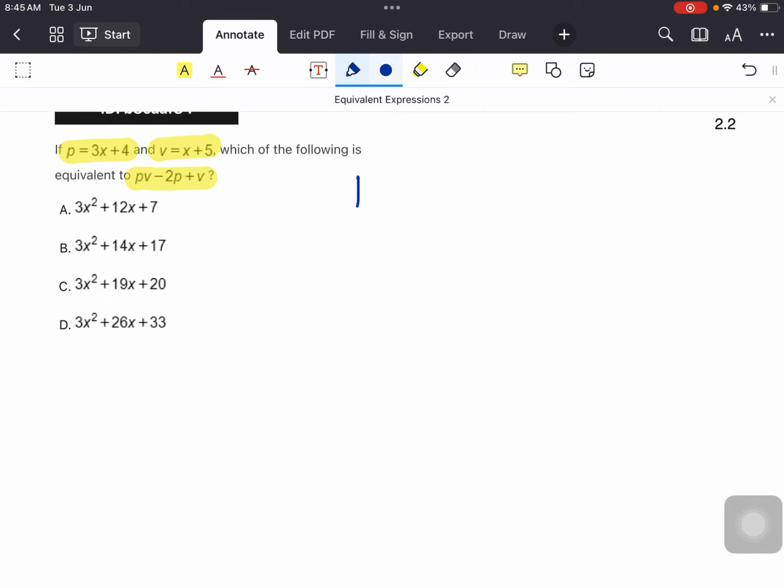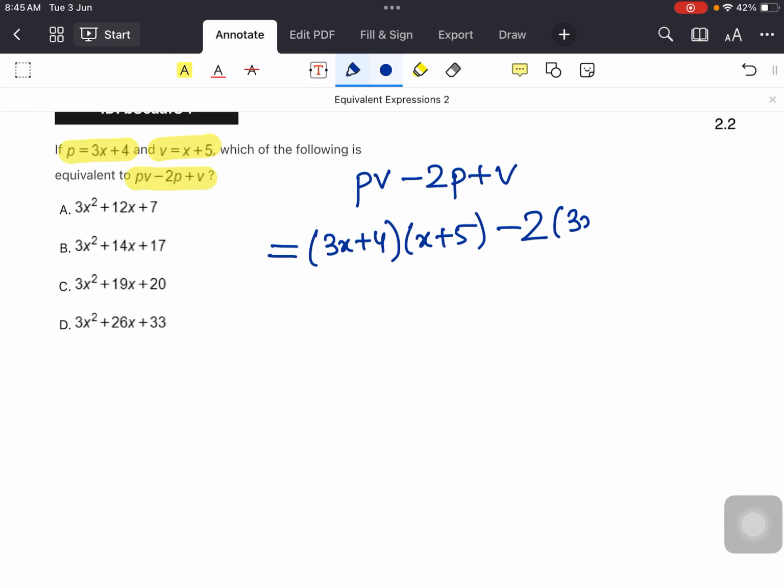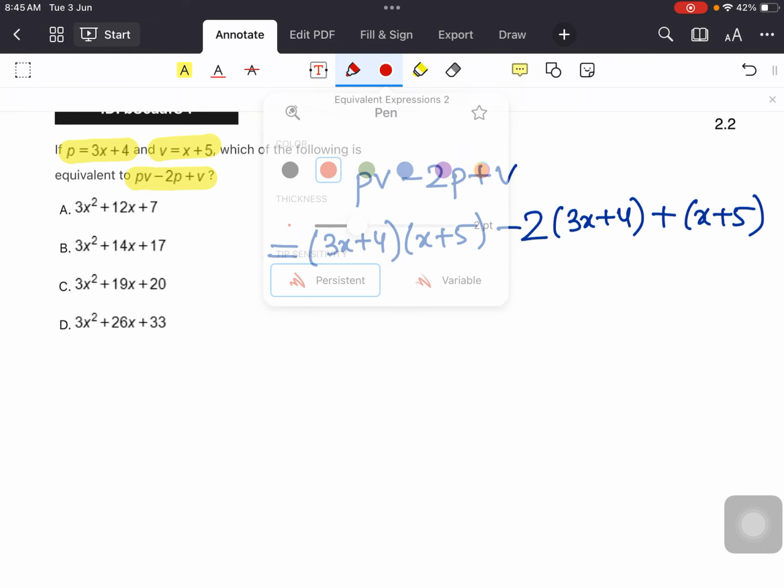So let's write the given expression: PV minus 2P plus V. What is the value of P given in the problem? It is 3x plus 4. What is V? x plus 5. Twice P, what is P? Again 3x plus 4, and V is x plus 5. Okay, very carefully we are going to handle this problem.